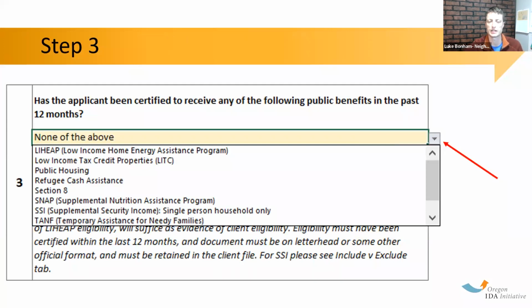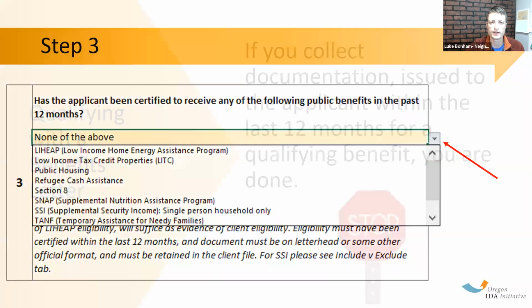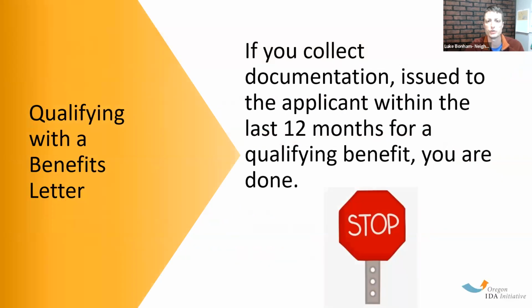Documentation can't just be a copy of a SNAP card. It should be a benefit letter issued from within the last 12 months on letterhead or other official format listing the applicant's name, date, and benefit they are receiving. If you get documentation for a qualifying benefit, then you are done. No need to do any additional income verification. That's what you save to show they're income eligible for IDAs. You'll select that benefit as well in Outcome Tracker, and you don't need to calculate household income.